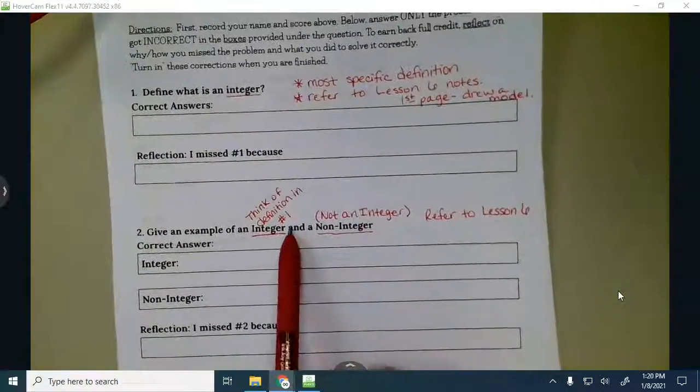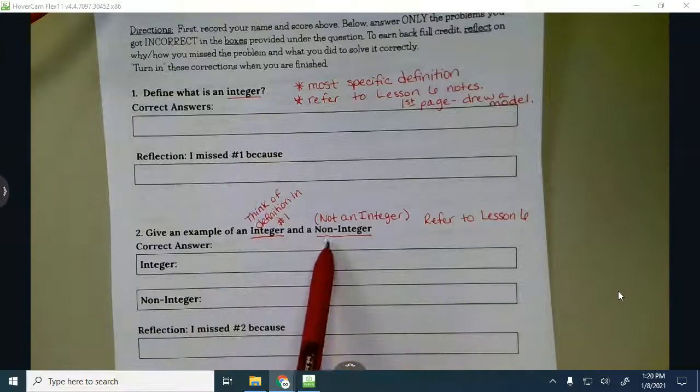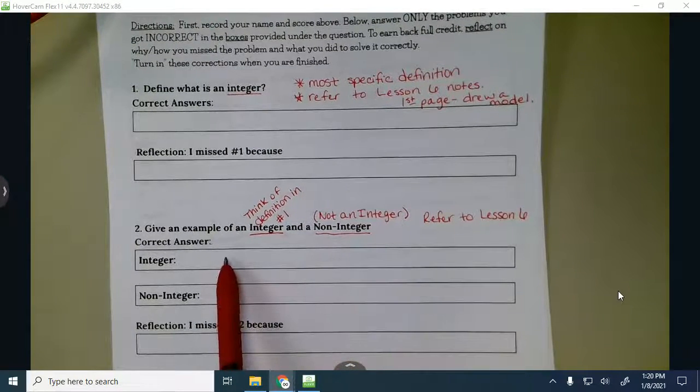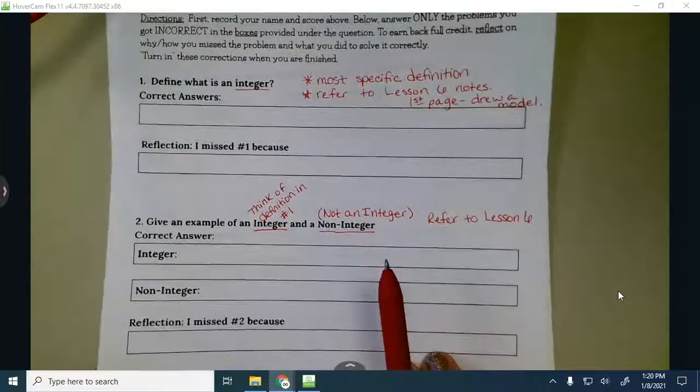Number 2 says give an example of an integer. So again, you should think about the definition that you had. And then a non-integer. It could be one that was on the quiz, or you can make up new ones. You can give us a couple examples if you want. But again, refer to lesson 6 with that model that we drew with the circles.